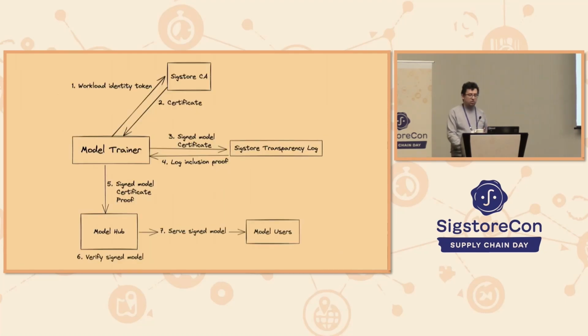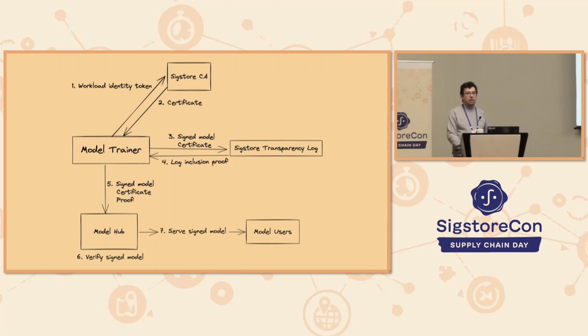And how does it work for models? We have the model trainer, the model training pipeline. As part of the training process, at some point, it will connect to the Sigstore certificate authority with the identity of the workload, and will receive back a certificate that is valid for a short amount of time, exactly as Sigstore works. This certificate can be used to sign the model, and we put the signing event into the Sigstore transparency log, and we get back the log inclusion proof.